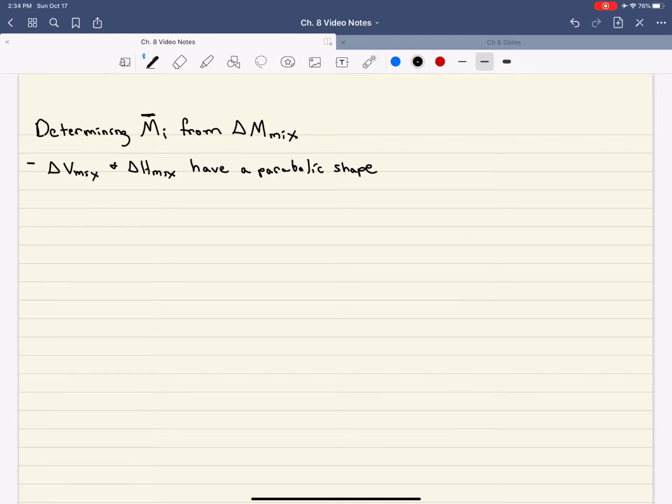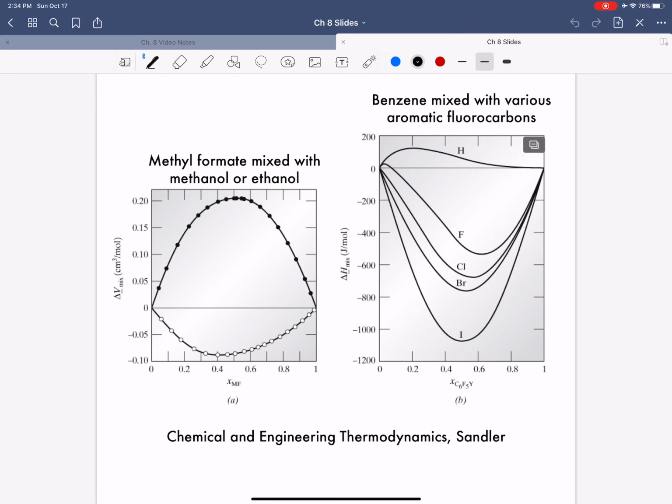To show you an example of this, your textbook actually has some clear data of this phenomenon. On the left-hand side here, we're looking at the delta V mix, or delta molar volume mix, of a solution in which you have methylformate mixed with either methanol or ethanol. I believe the methanol curve is this one, and the ethanol curve is this one. You can see in both cases they have a parabolic shape, where the extreme of this curve is around a mole fraction of 0.5 for both.